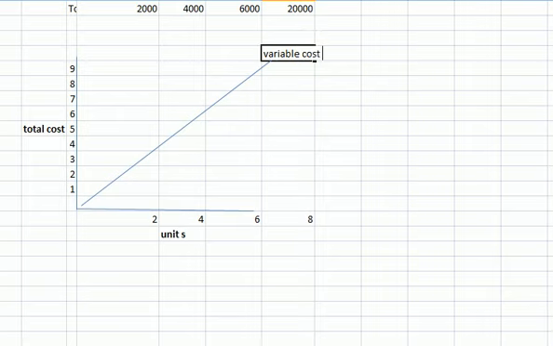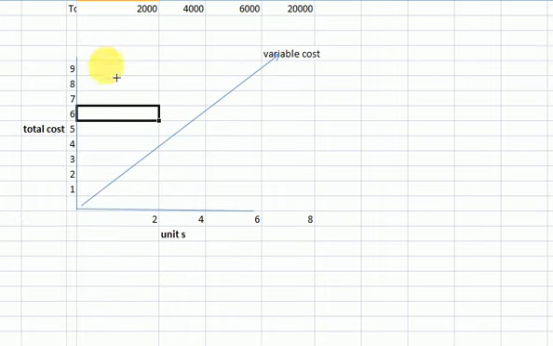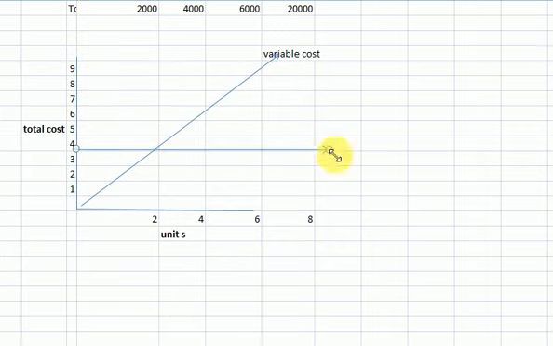Fixed cost, if I show it, as we define, will remain fixed and unchanged. When it remains unchanged, I will show the fixed cost like this one. So this is my fixed cost.